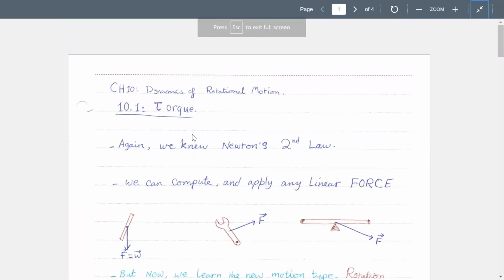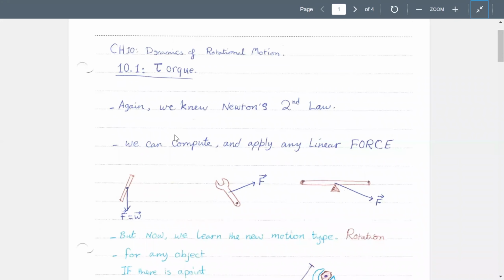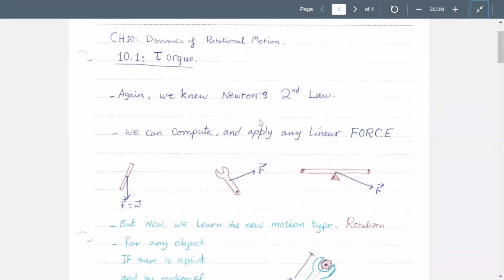I will talk about chapter 12, not 10, it is 12.1, which is the dynamics of rotational motion. And I will talk about the torque. This symbol is tau, which is the symbol of torque. Now, we need to deal with another level in the rotational motion in our study, which is Newton's second law. We need to deal with the forces.